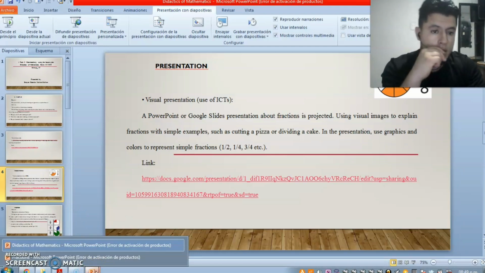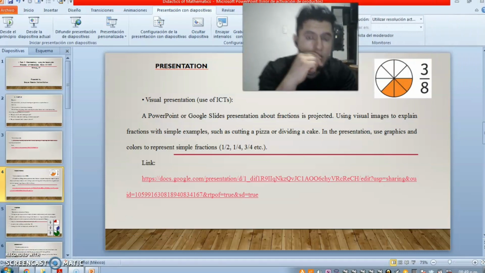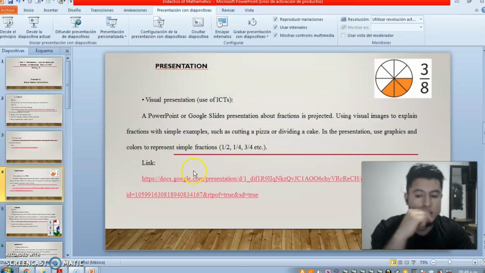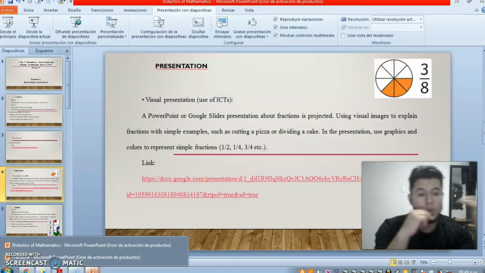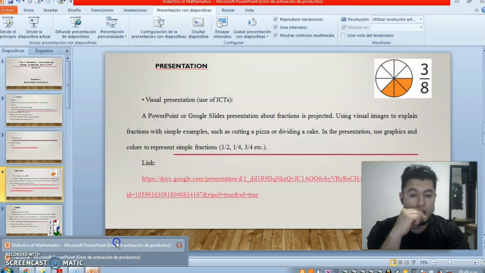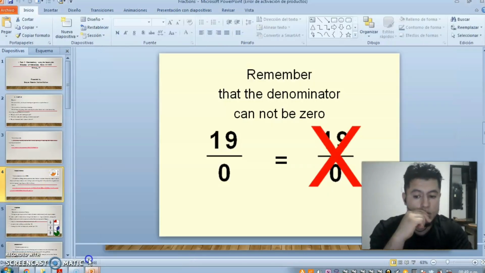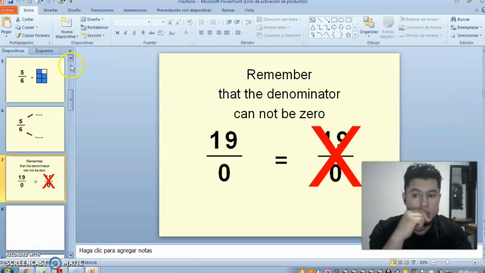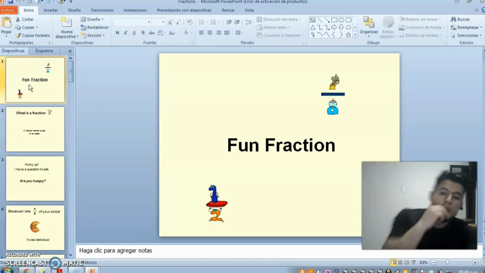I'll be showing a PowerPoint presentation where you'll see examples of fractions represented with pictures. For example, you'll imagine you're dividing a picture or a cake. You'll see fractions like a half, a quarter, 3/4, etc. With the colors and pictures, it will be easier to understand what these fractions mean. Okay, this is the presentation.